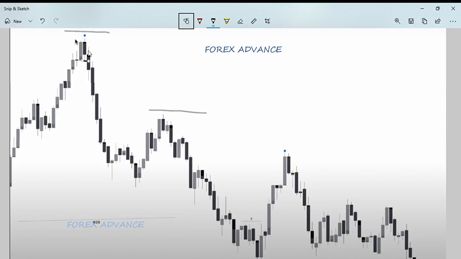So in the first point, as I already told you, don't get confused with the colors of the candles. This was our last buying candle, but this black candle has broken its higher point. So we will not consider this candle as the last buying candle. We will consider this black candle as our last buying candle before the drop.